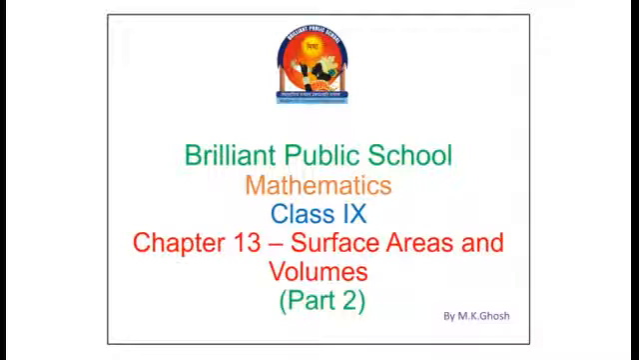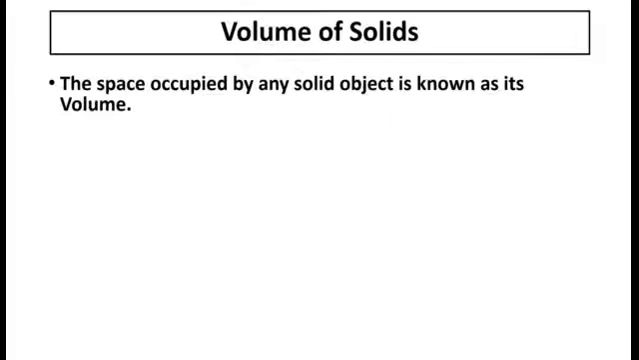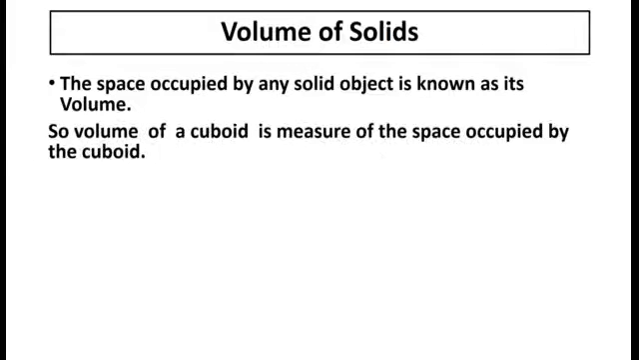Today we are going to learn Chapter 13, Surface Areas and Volumes, Part 2. Volume of solids. In this video mainly we will be dealing with volume of solids. So let us understand what we mean by volume. The space occupied by any solid object is known as its volume. So, volume of a cuboid is a measure of the space occupied by the cuboid.